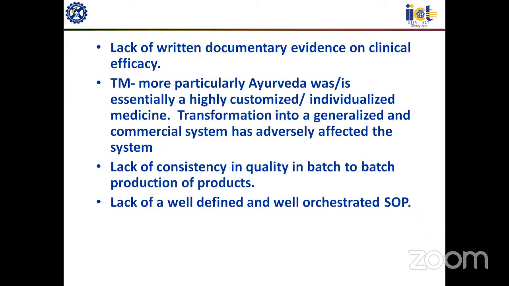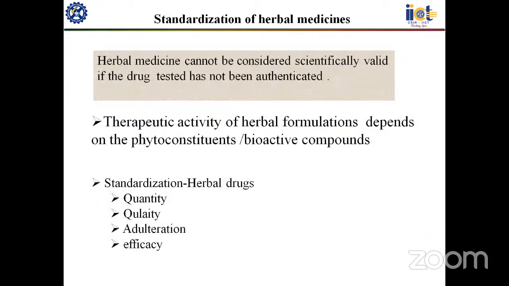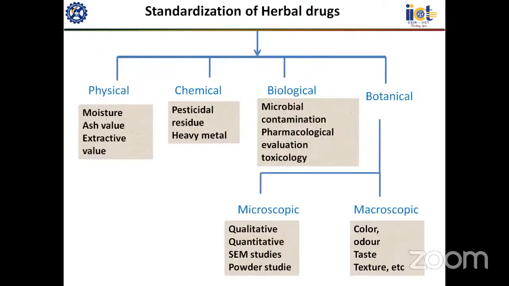Lack of a well-defined and well-orchestrated standard operating procedure is another. So in standardization of herbal medicines, the parameters are quantity, quality, adulteration, and efficacy. These are the different parameters to be checked in the standardization of herbal drugs: physical, chemical, biological, and botanical. In the physical parameter, moisture value, ash value, and extractive value have to be checked. In chemical, the raw material should be free of pesticide residue and heavy metal residue. And in biological, the raw material should be free of microbial contamination, and its pharmacological value and toxicology evaluation should be done.